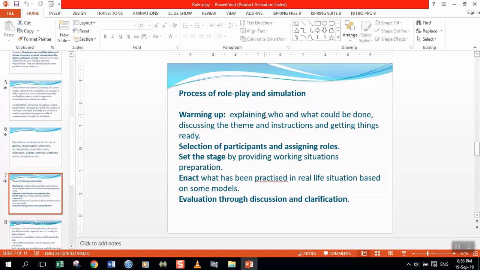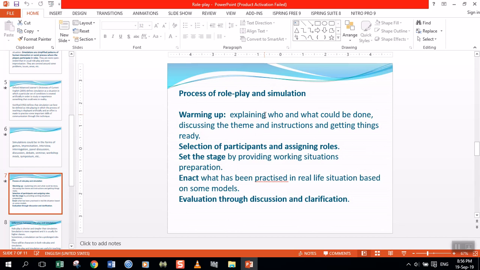The third step is to set up the stage and make things ready, because they have to act in front of the class or on the stage. That kind of thing has to be prepared. Once everything is ready, they will enact, practice, play, and show their talent. They try to bring all the text or context in the form of dialogue. They will act in front of the class, and finally there will be evaluations and discussions.